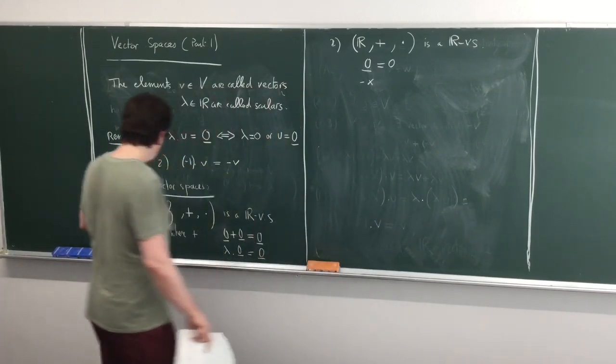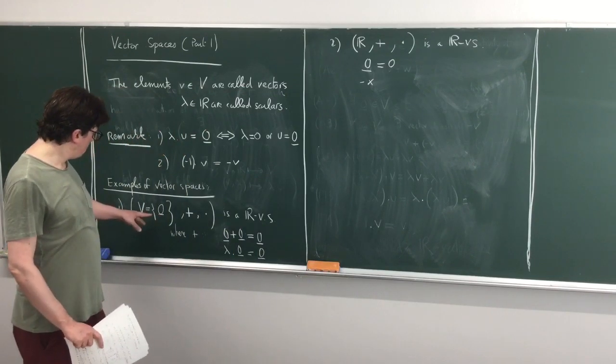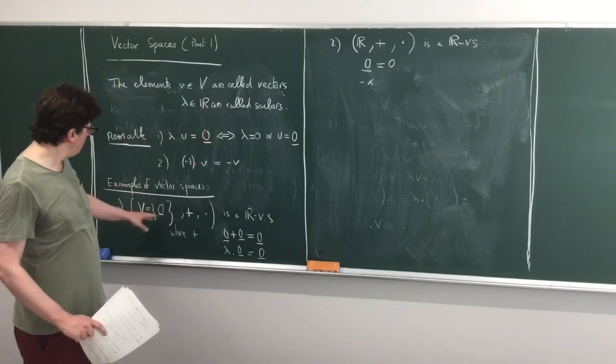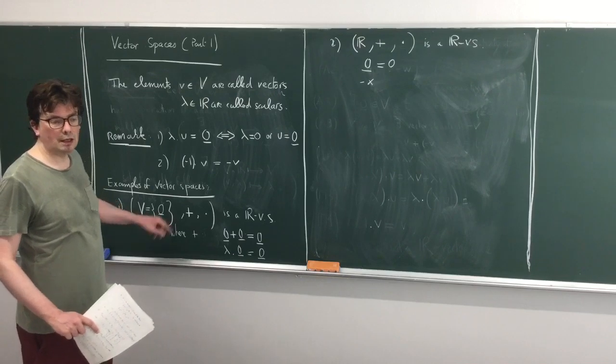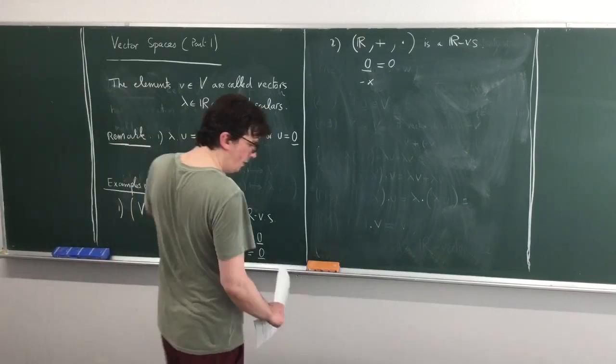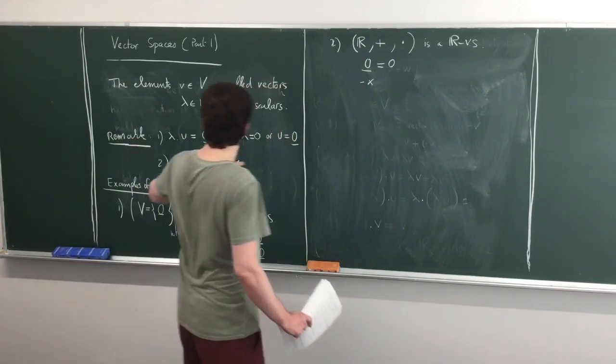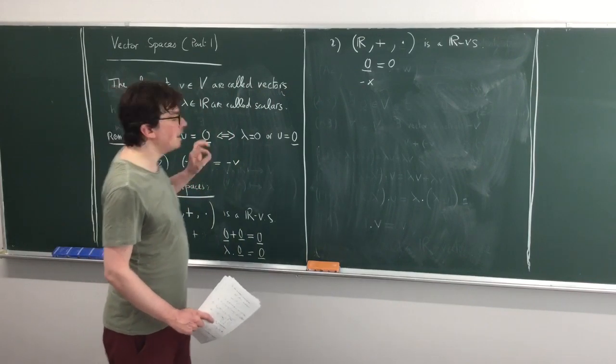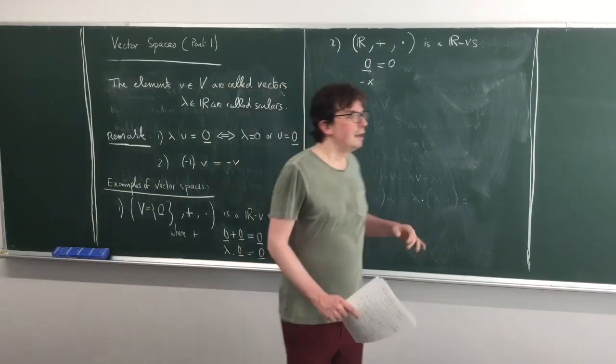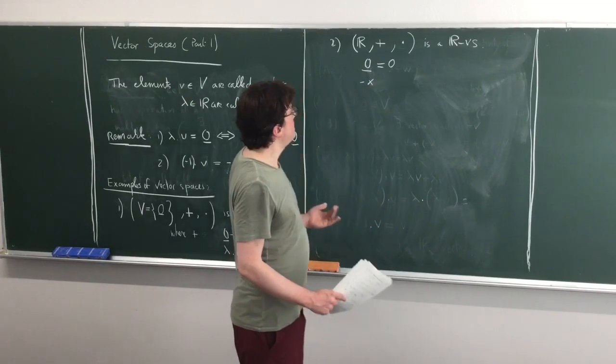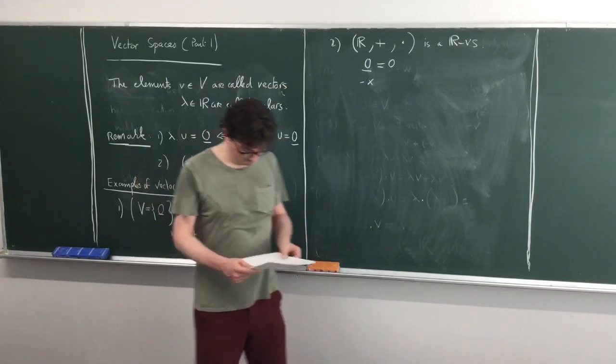We have nothing in between, smaller than R and bigger than 0. Why is that? It's because if you have one number, then because you have this scalar multiplication, any real number will necessarily be inside this vector space.